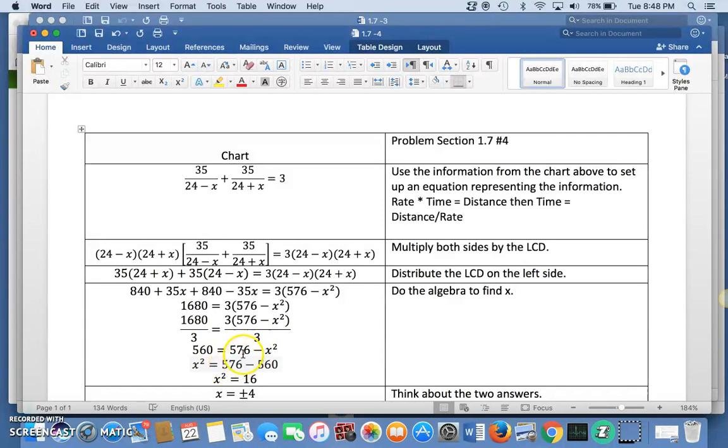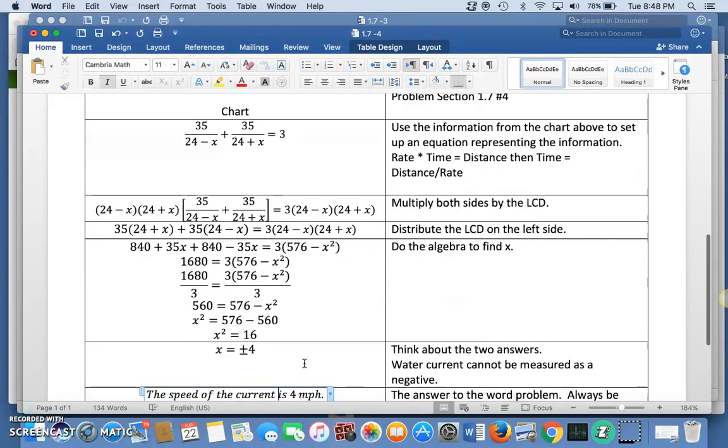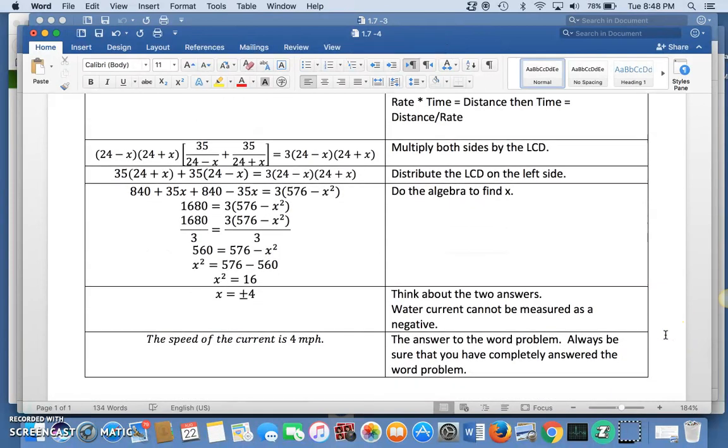So 576 minus 560 has a difference of 16, and if x squared equals 16, take the square root and you get plus or minus 4. The speed of the current is 4 miles per hour. We don't talk about the speed of something being negative, so we would not use the negative answer, only the positive 4 would be used. So the speed of the current is 4 miles per hour.